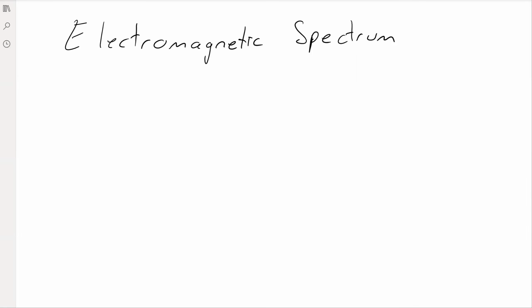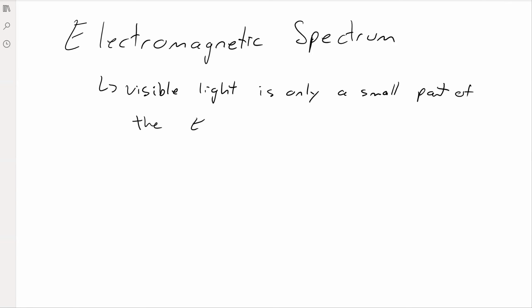Right. So when we think about the electromagnetic spectrum, we usually only think about a tiny part of it, and that tiny part that we think about is visible light. So that's the colors we can see. That's how you can see what I'm writing, the whiteboard, the black pen mark, that kind of thing. But the visible light is only a small part of the electromagnetic (EM) spectrum.